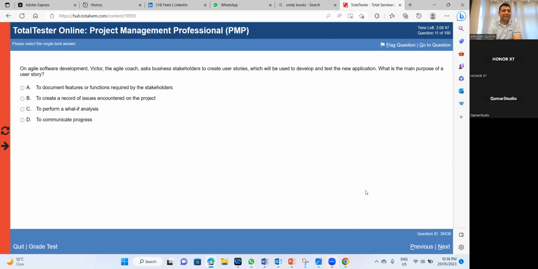Cool. On an agile software development project, Victor, the agile coach, asked the business stakeholder to create user stories which will be used to develop and test the new application. The main purpose of a user story is to document the feature and function required by the stakeholder, to record issues encountered on the project, to perform a what if analysis, or to communicate the progress.